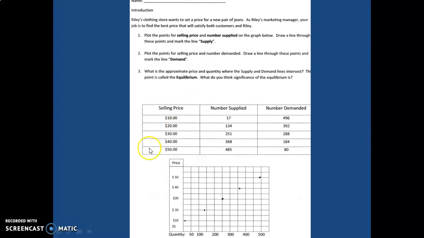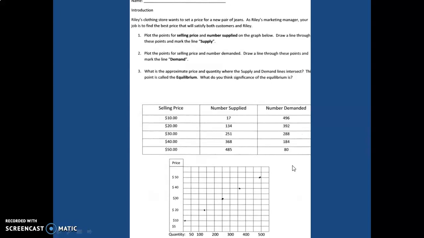So eventually, should Riley decide to sell the jeans for $50, that's a great price, he's going to be willing to supply 485 pairs of jeans at that high price of $50. But at that high price of $50, the demand is only going to be for 80 pairs of jeans. Not a whole lot of people want to buy the jeans for that high of a price.